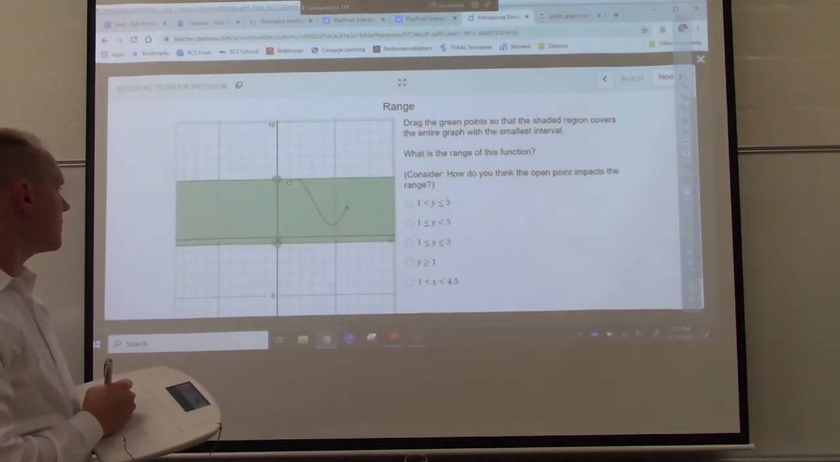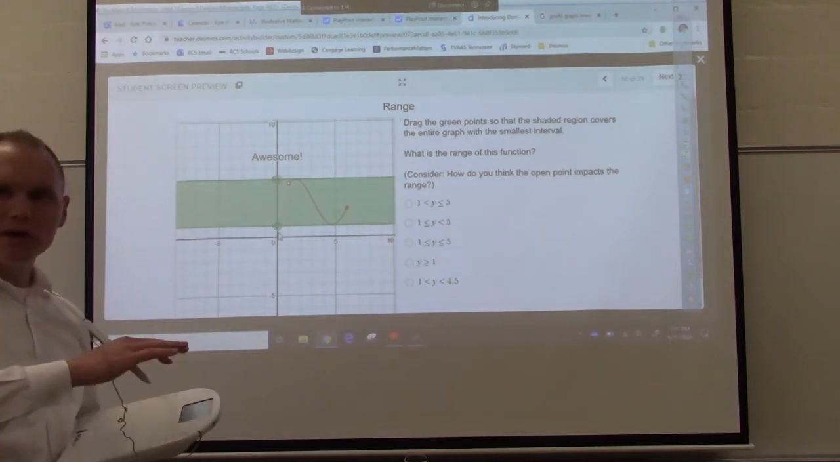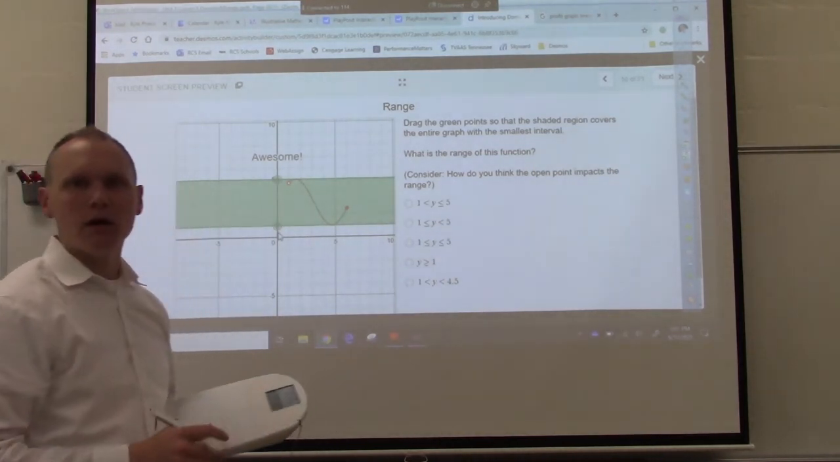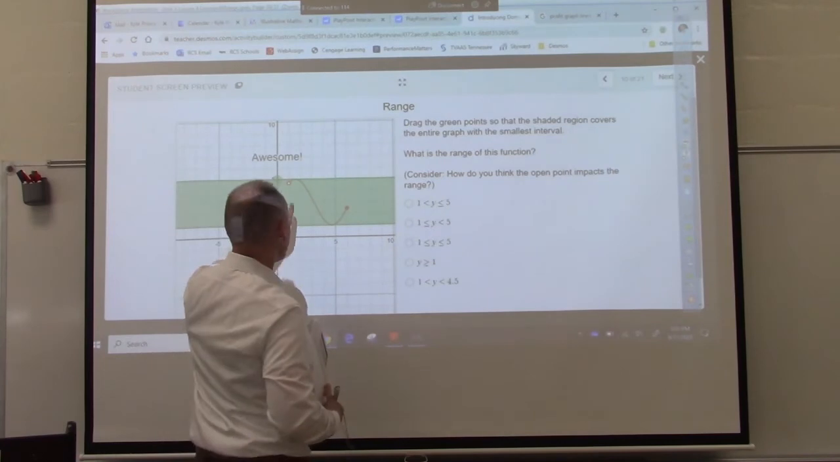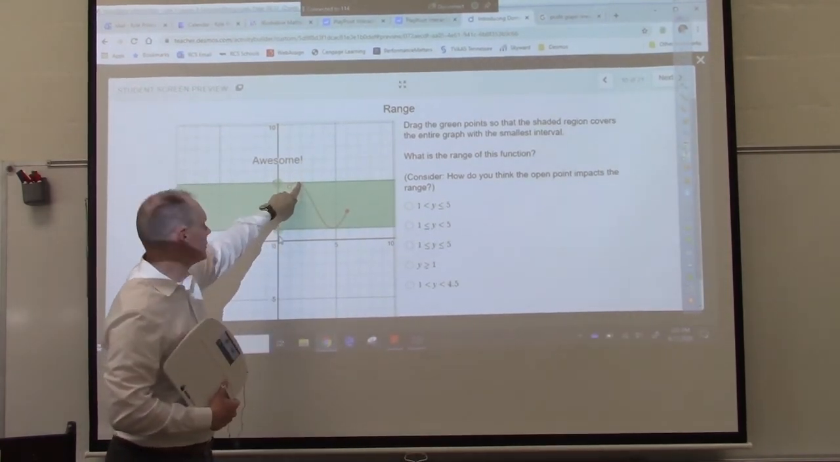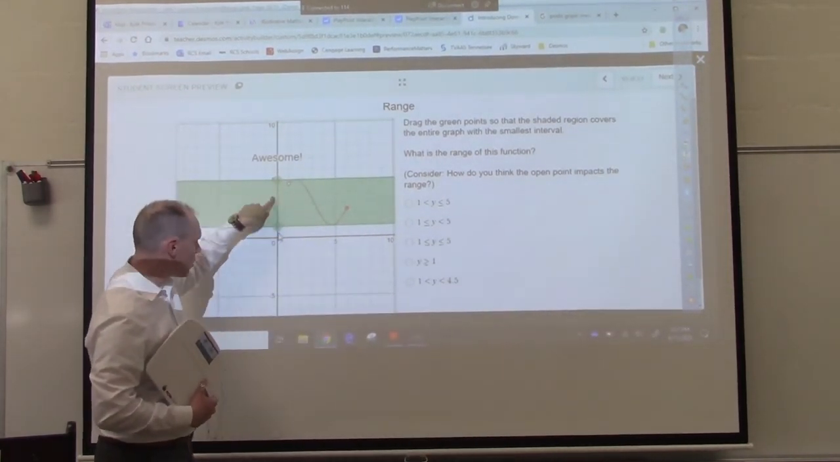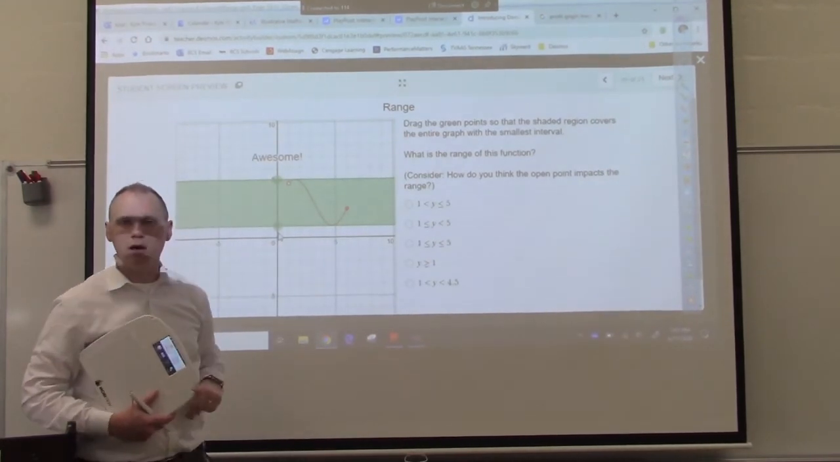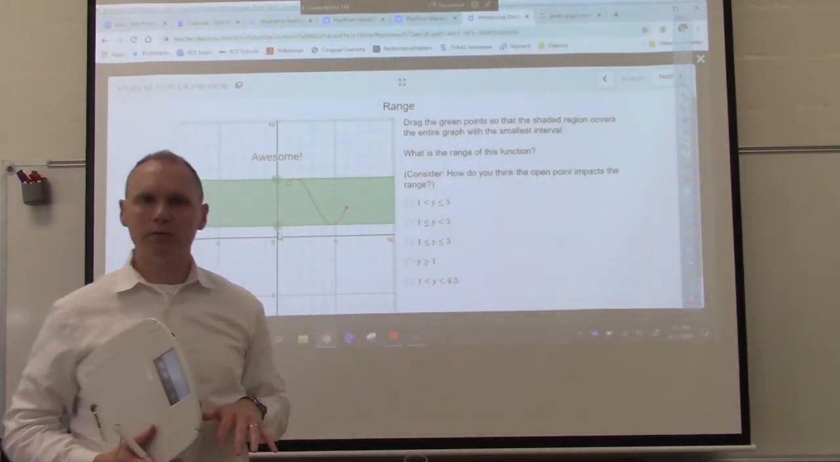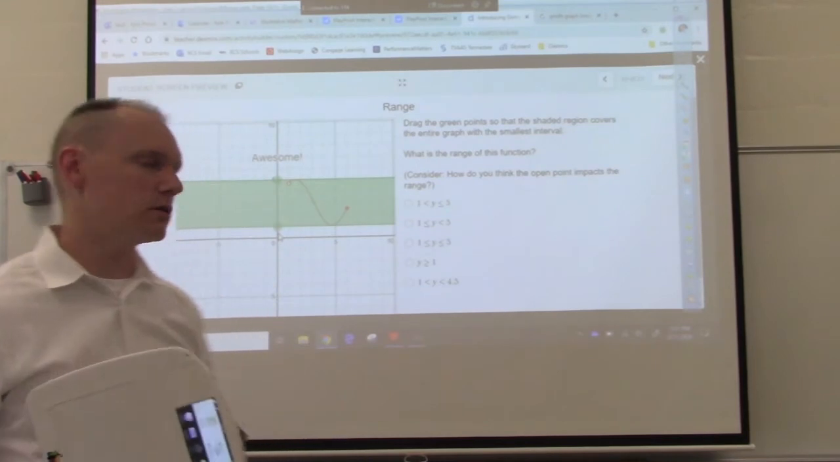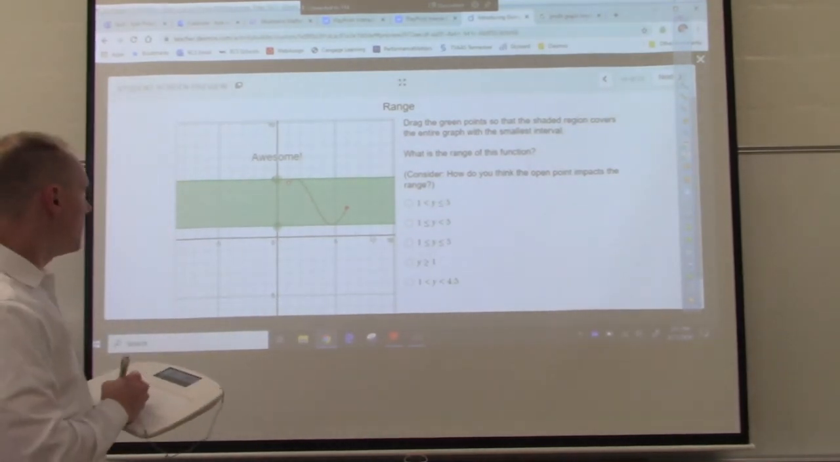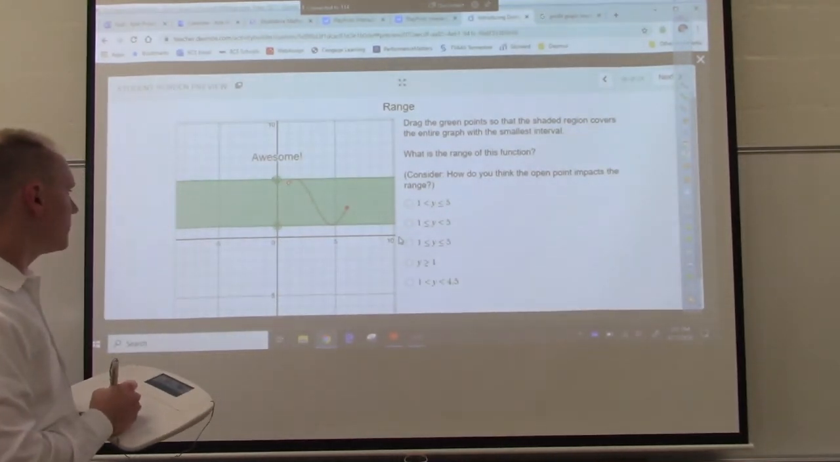Alright, this one, even though it's got the open point, we're going to go all the way to the very top of where that function goes. So what we call the maximum value of this function, if you remember. And then I'll go all the way down to the minimum value of this function. So again, bringing up those key features that we talked about in session 1. So that's from 1 to 5.